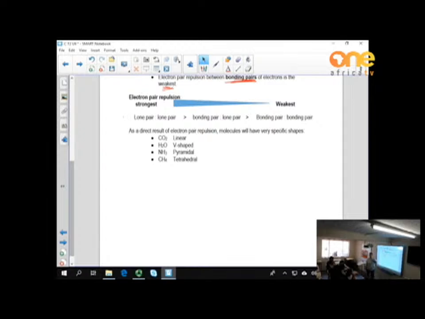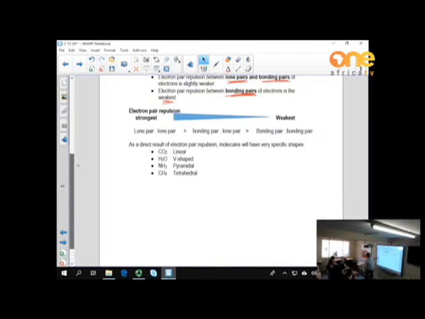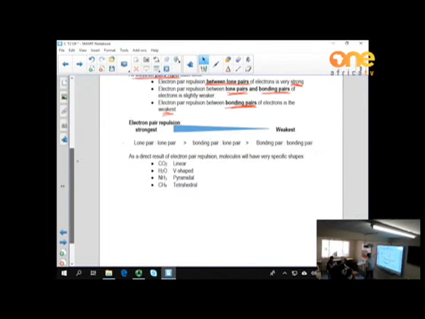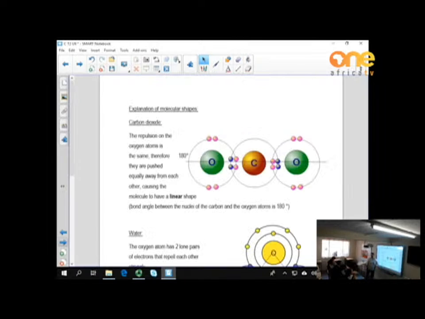Then we said water. Can anyone remember the angle that there was between the hydrogen, oxygen, hydrogen on the water? I think it was 107 or 104.5. Okay, we'll have a look at them in a moment. But we said then the water molecule is V-shaped. Ammonia, NH3, is pyramidal, and methane is tetrahedral. Now we are going to have a look at them as we do in theory.